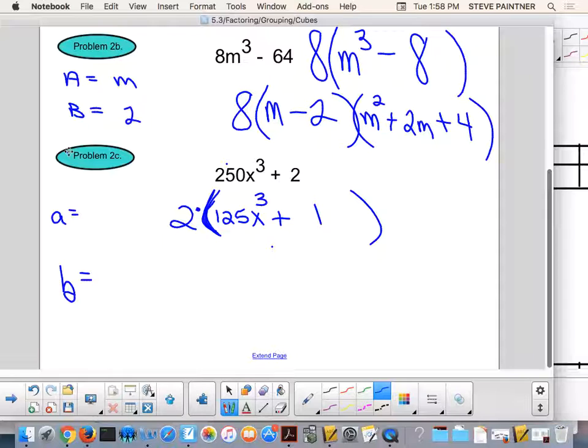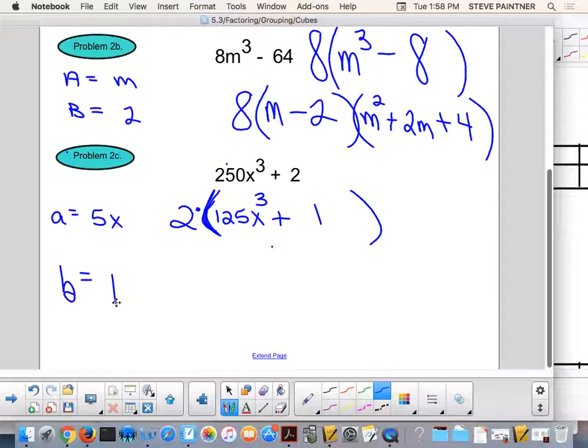What's your A? 5. What's the cube root of that? I heard 5, but 5 times 5 times 5 is 125. I have 125x cubed. 5x times 5x times 5x. Okay. Cube root of 1.